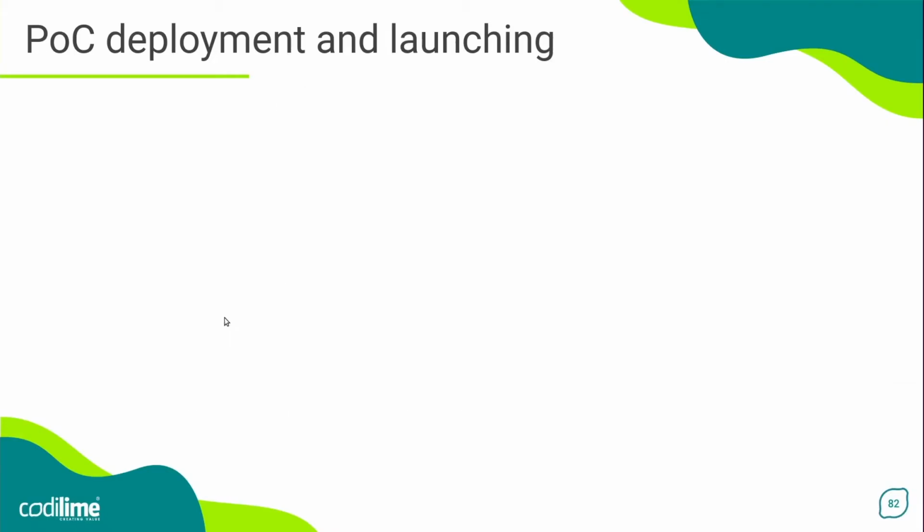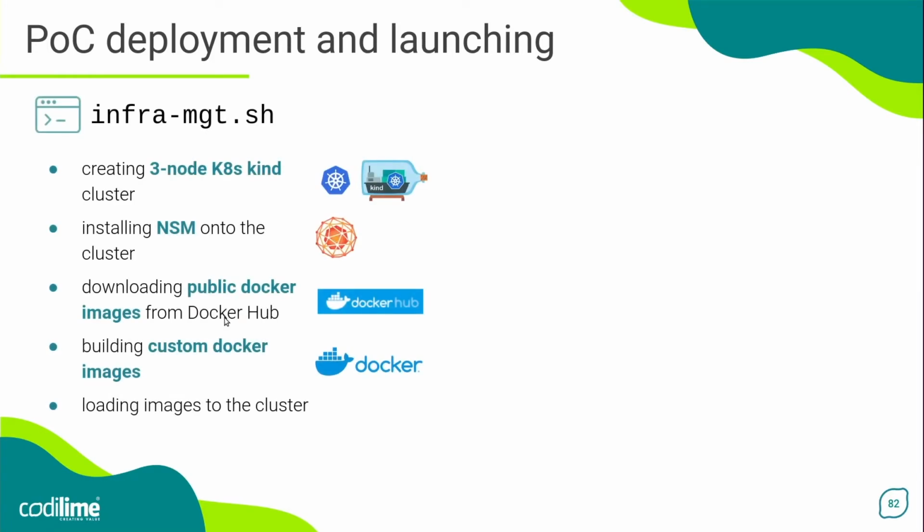As we mentioned, there are 2 bash scripts which contain functions allowing us to build an NSM environment and then to execute all the phases one by one. The infra-mgt.sh script is responsible for creation of a kind cluster consisting of 3 nodes. So these are NSM control plane plus NSM workers. Deployment of the NSM system in version 0.2.0 using NSM Helm-based installer.